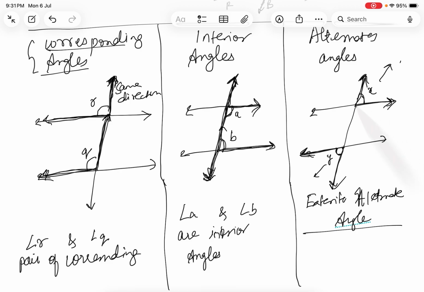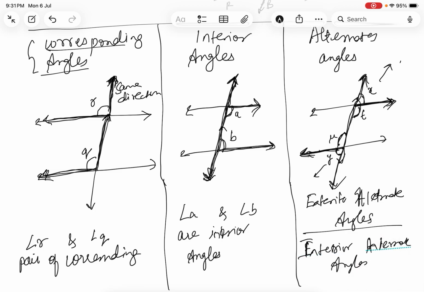And when you see the arms are going opposite, but they are on the inside, let's say this T and U, they are on the inside of the lines. The arms are opposite in direction and opposite of the transversal, but they are on the inside. Then they are known as interior alternate angles because they are on the inside. So such angles are known as interior alternate angles.